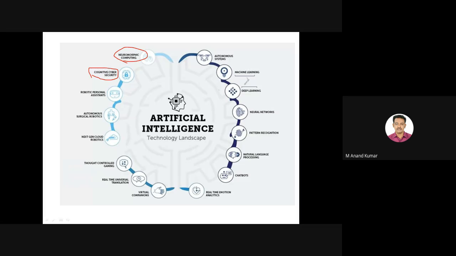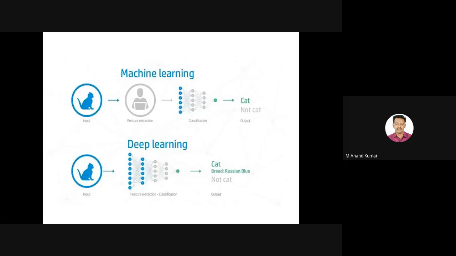Deep learning and its applications are given here: machine learning, deep learning, and autonomous systems, autonomous vehicles. Most of the software companies in India are working on autonomous cars. They are working on small models of autonomous cars. Then cloud robotics, and you can see the chatbot here. NLP and chatbots are here. Now I'll take this time to explain the difference between machine learning and deep learning models.